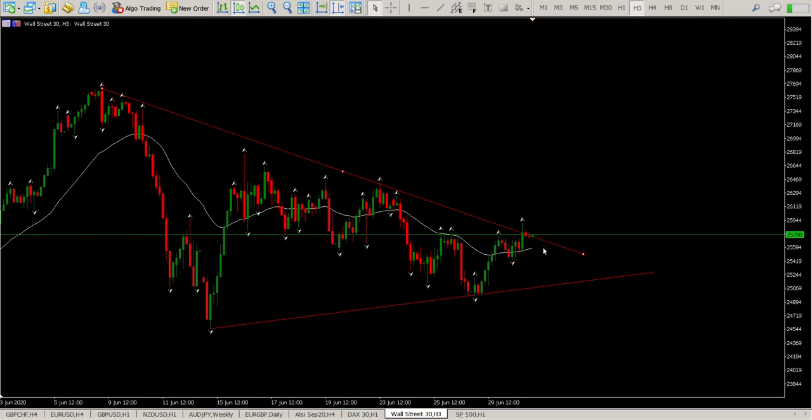What this does validate, if you look very carefully, is an inverse head and shoulders. There's the shoulder, there's the head, there's the shoulder, and we've spiked above there. So this is a pretty big level that we're at the moment. It is 25,736. Just going to put that in there.